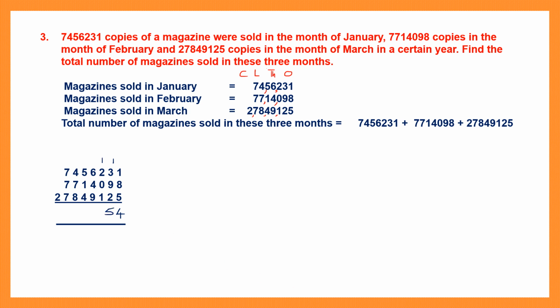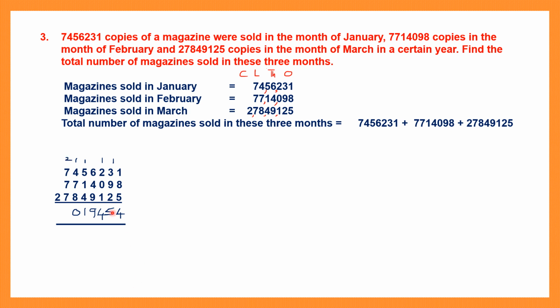Carry 1. Now here let's add 1 plus 2 is 3, 3 plus 1 is 4. So here it is 4, nothing to carry over. Now here we have 6 plus 4 is 10, 10 plus 9 is 19. So we write 9 here, carry 1. 1 plus 5 is 6, 6 plus 4 is 10, 10 plus 1 is 11. So let's write 1 and carry 1 here. Now 4 plus 1 is 5, 5 plus 7 is 12, 12 plus 8 is 20. So we write 0 and we carry over 2.